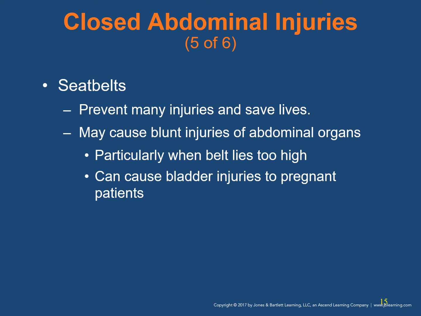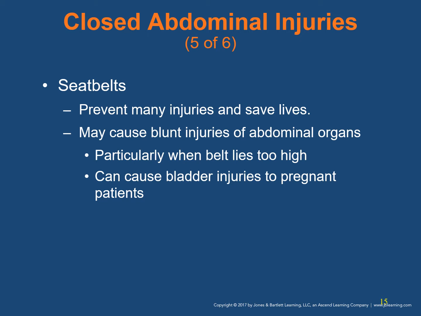Injuries from seatbelts and airbags. Seatbelts have prevented many injuries and saved many lives, but they occasionally cause blunt injuries to the abdominal organs. When worn properly, a seatbelt lies below the anterior superior iliac spines of the pelvis against the hip joints. If the belt lies too high, it can squeeze abdominal organs or great vessels against the spine when the car decelerates or stops. It can cause bladder injuries to pregnant patients who adjust the lap belt for comfort.